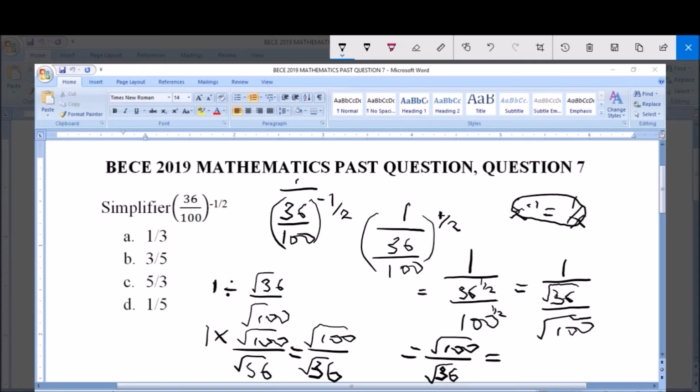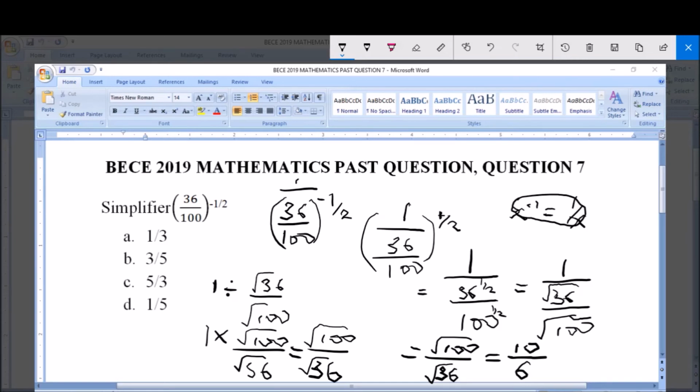Now let's continue. The square root of 100 is 10, like we know, 10 times 10 will give us 100. Then the square root of 36 is 6, like we know, 6 times 6 will give us 36. Now the question says we should simplify, so we have to take our answer to the lowest form. Our answer here is 10 over 6.